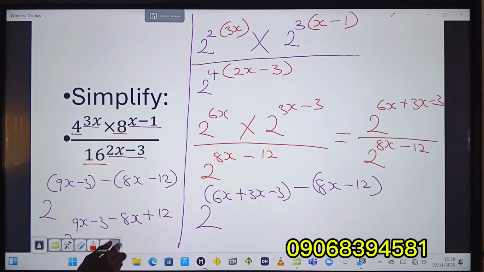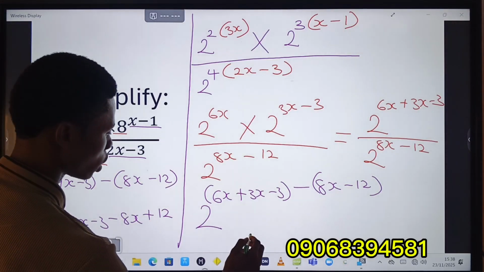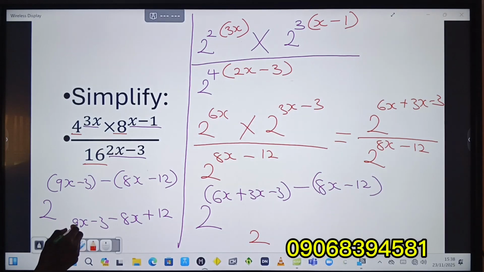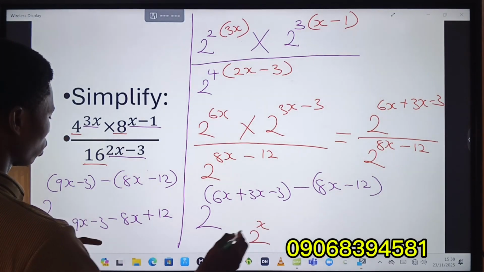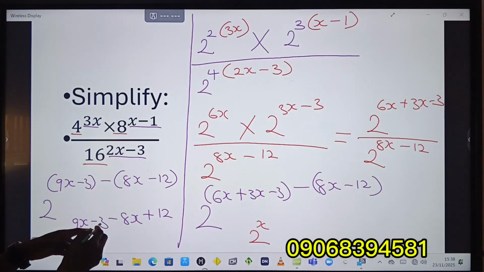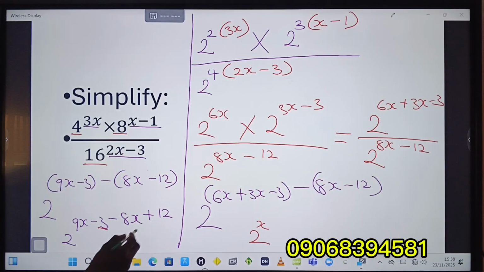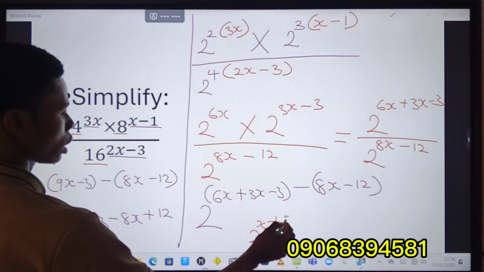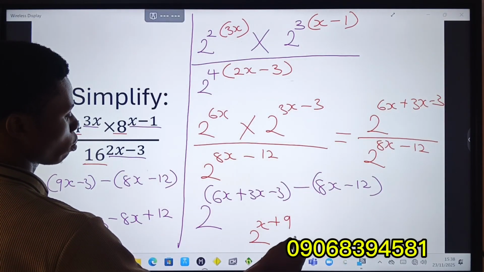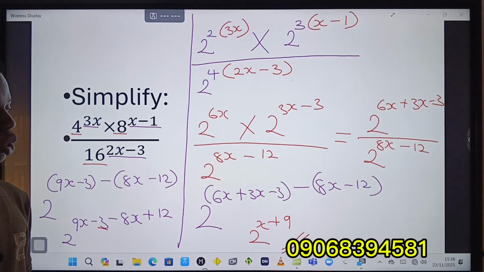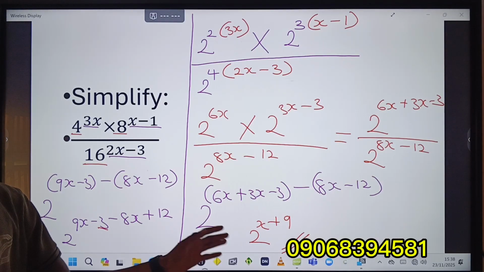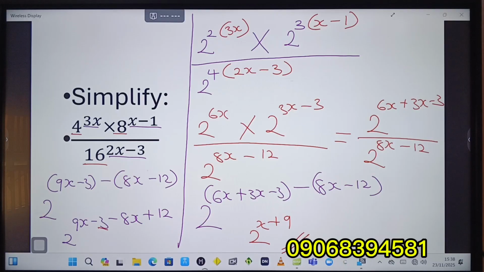So at this point, I'll be having 2 raised to power 9x minus 8x will give me what? x, right? Then minus 3, this minus 3 plus 12. Minus 3 plus 12 will give me plus 9, right? They asked us to simplify this, and this is the simplest way we can do that. So basically, this becomes our answer.